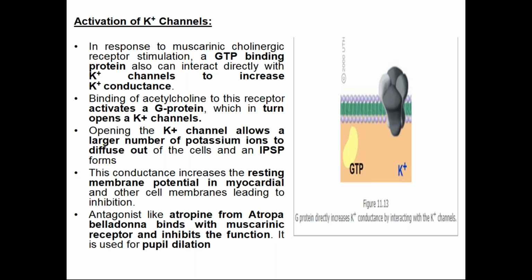Okay. And what is the third important function of this muscarinic receptor? It will activate this K plus channel. So once the K plus channels are open, all the K plus which are present inside the cell will start moving outside.